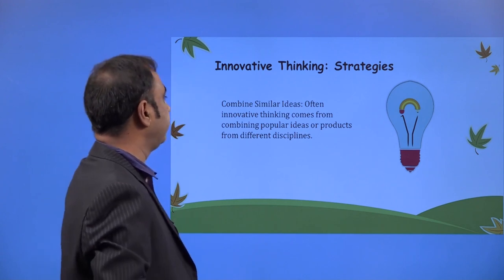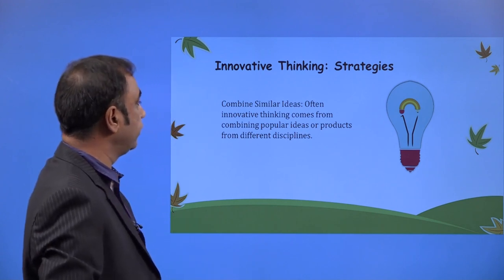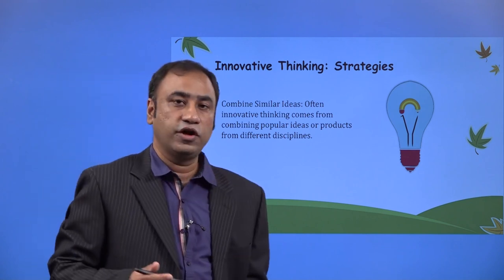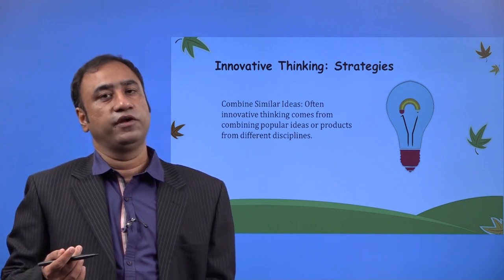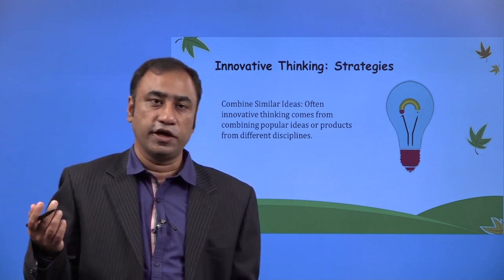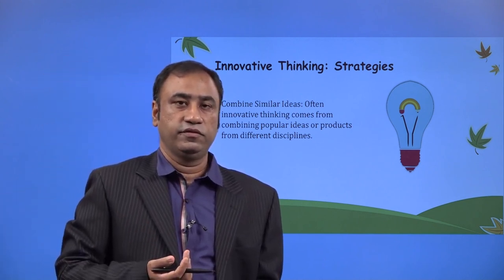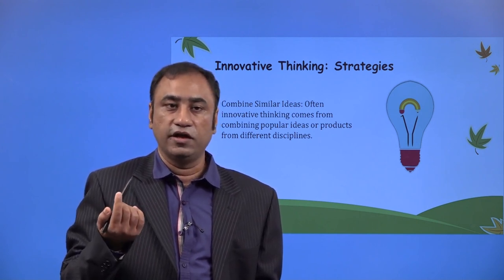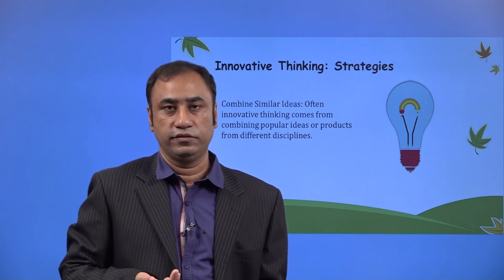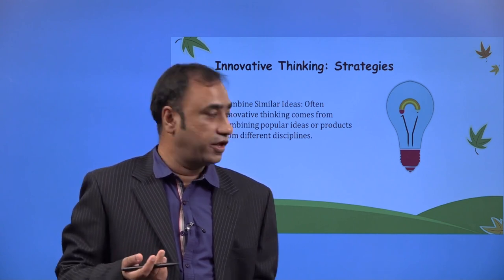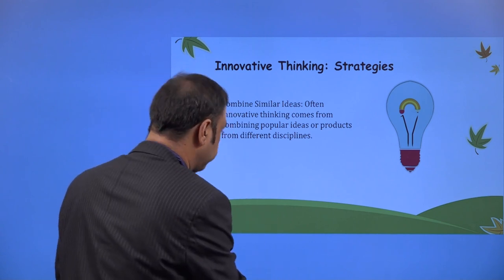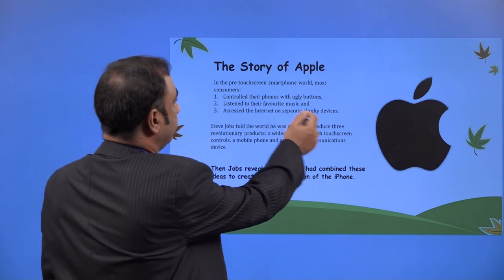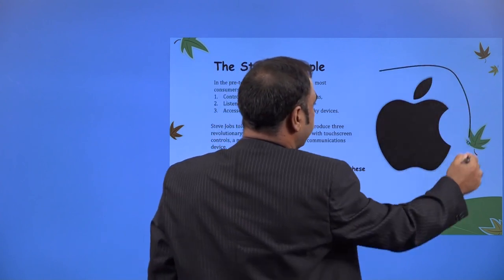Innovative thinking combines similar ideas. Often innovative thinking comes from combining popular ideas or products from different disciplines. So when you are thinking innovatively, you might have multiple ideas for the same concept. Then you keep on adding multiple ideas to one single idea, you combine them, and then you innovate. So we have to apply those strategies as well. How it happens, we'll see. What is this? Can all of you name this?